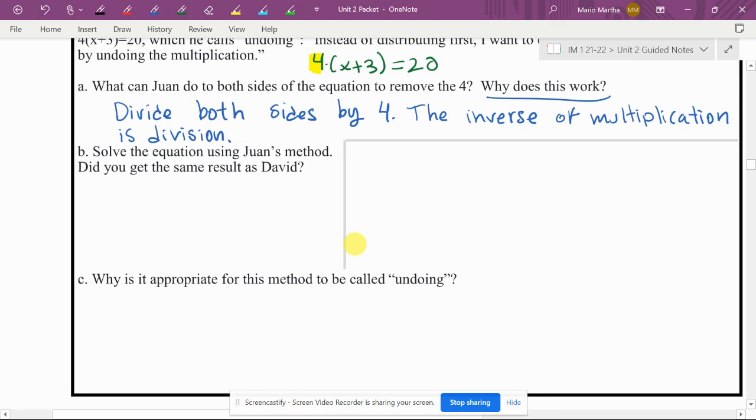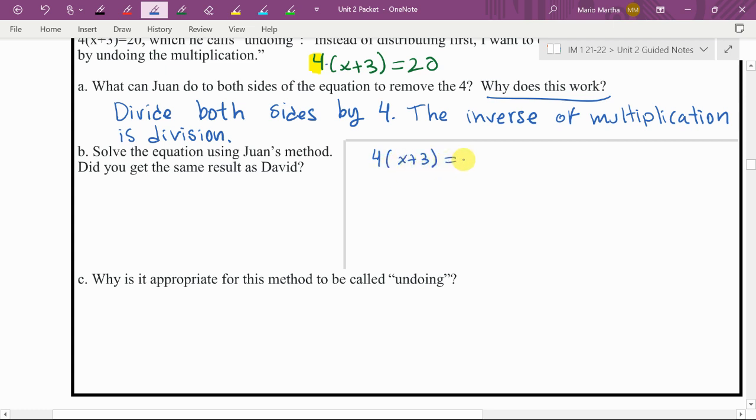And then part B says solve the equation using Juan's method. Did you get the same result as David? So again, we have 4 times x plus 3 equals 20. Juan says we want to divide both sides by 4 first. So that's what we're going to do here. This eliminates that, and then you just have x plus 3 equals 20 divided by 4, which gives us positive 5. And then again, we subtract 3 from both sides, and that leaves us with x equals positive 2.